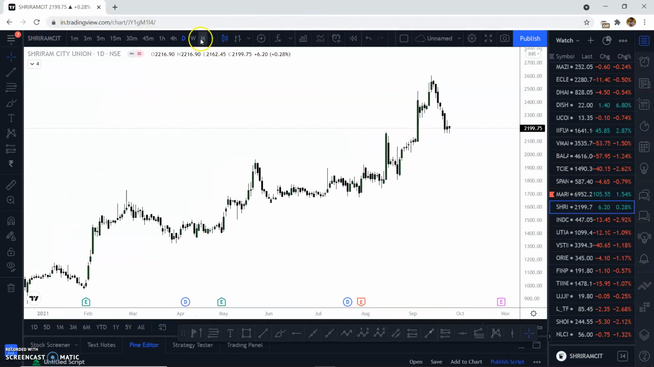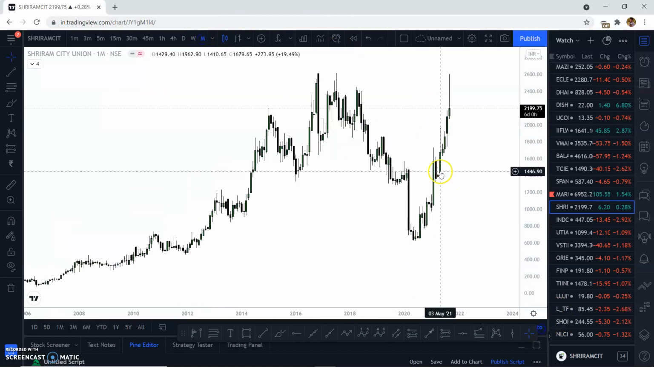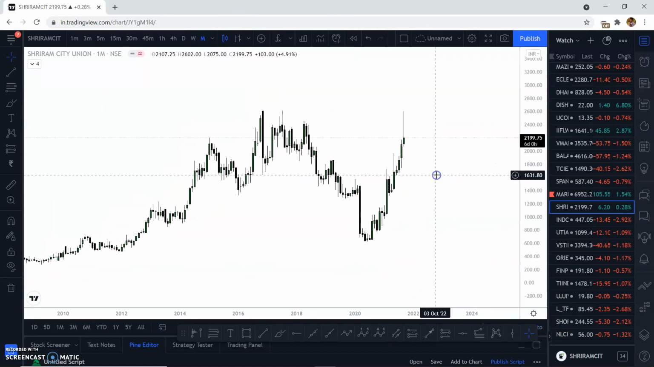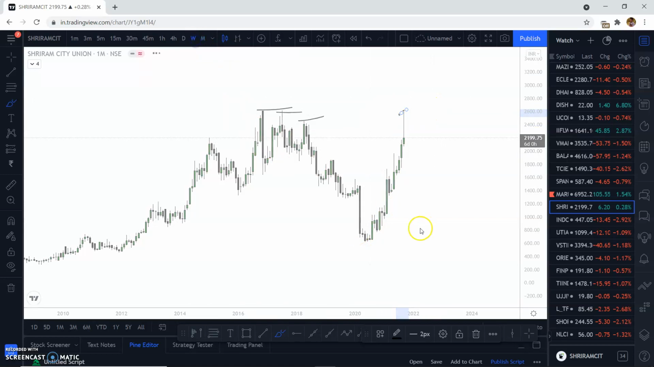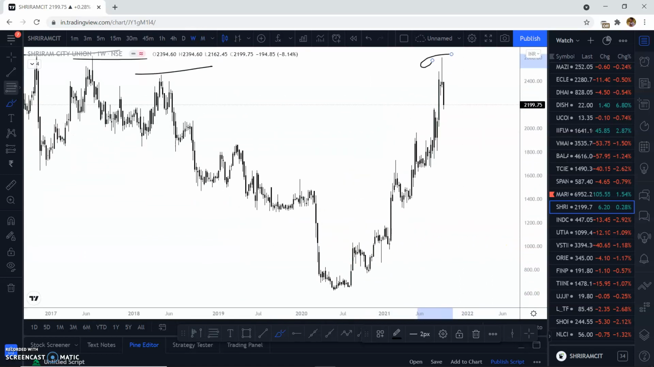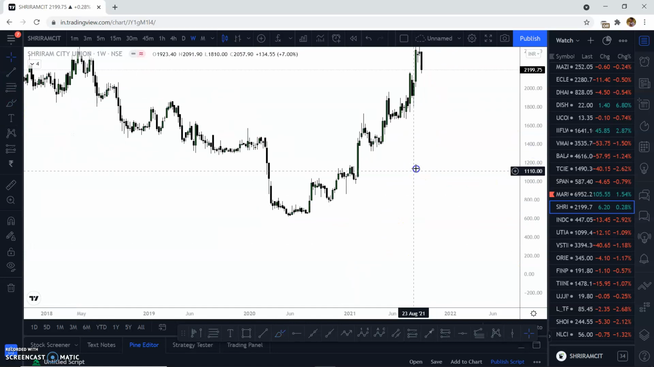That's it. So now if I go to any chart, let's say Shriram City Union, and if I go from the monthly time frame, look at the amount of liquidity the prices have around these areas, and the prices clearly hunt that liquidity. There are still 6 days left for this candle to close. All right, now let's go to the weekly time frame and try to identify this thing.